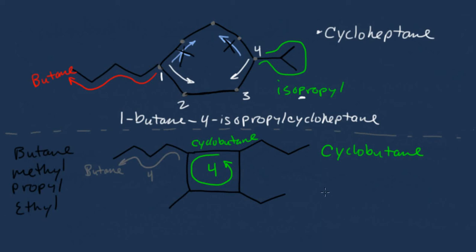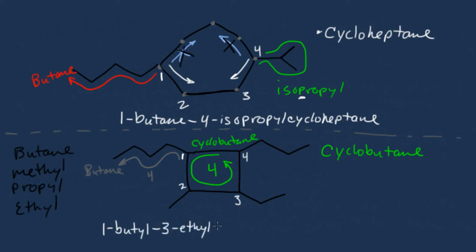So now we just need to number this. I would start by numbering it alphabetically, so call butane the 1. And then we have to decide if we're going to go down or to the right. I'm going to go down because the M in methyl comes before the P in propyl, and so I'm going to give the methyl priority. And then call the ethyl group here our 3, and our 4 is up here at the propyl group.